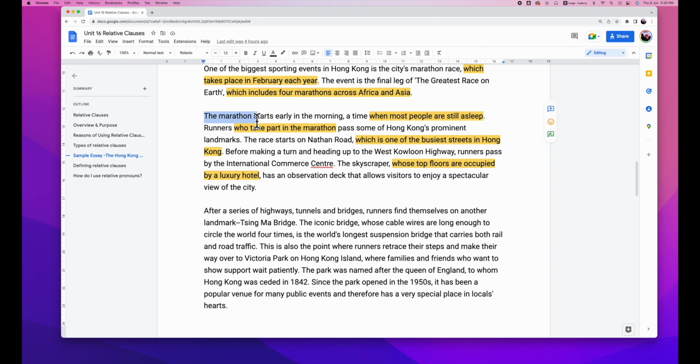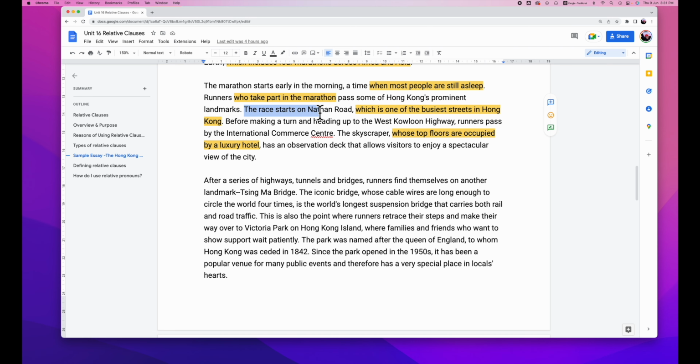The marathon starts early in the morning. What time? When most people are still sleeping. Runners who take part in the marathon pass some of Hong Kong's prominent landmarks. The race starts on Nathan Road, which is one of the busiest streets in Hong Kong. So, what is Nathan Road? Extra information: which is one of the busiest streets in Hong Kong.